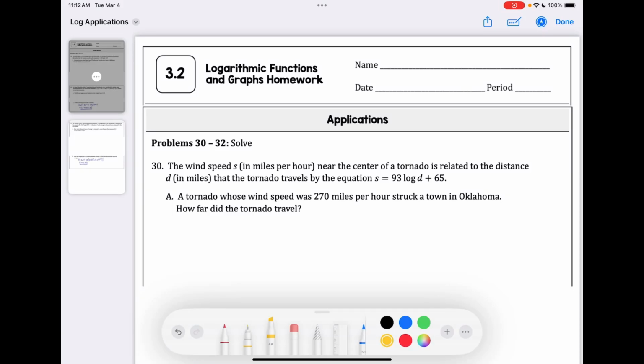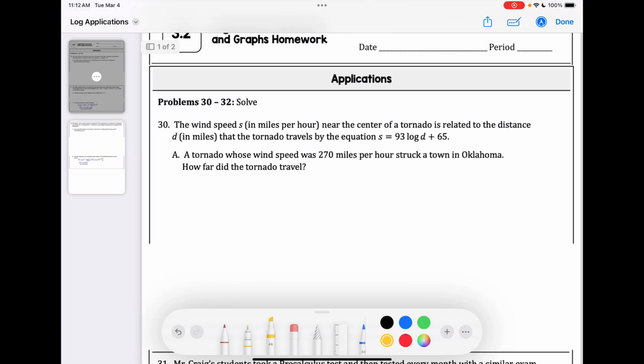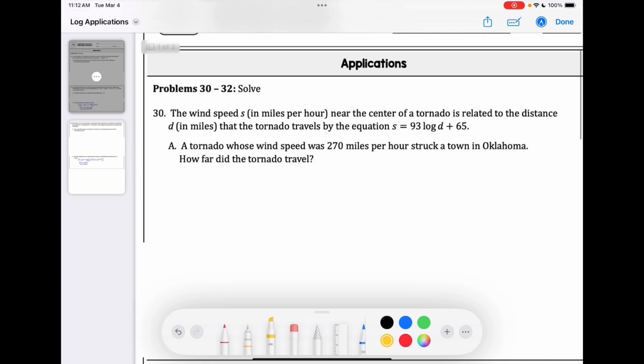Alright, in this video, we're going to talk about the solution of the log function application. Okay, we are given a function involving the log.